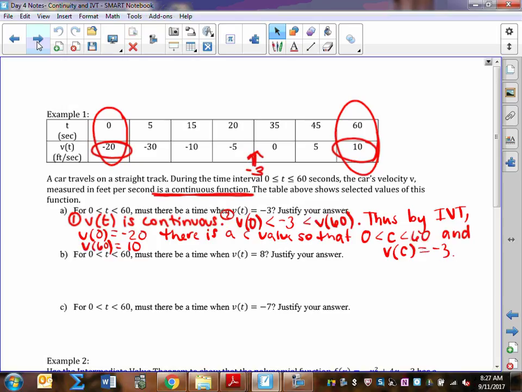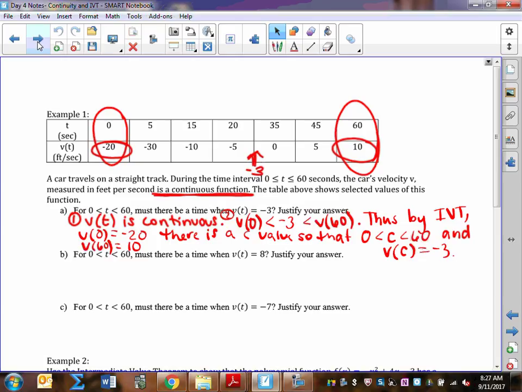And it asked, does there have to be a time in which the velocity is -3? We see that it goes from -20 to 10, so it has to cross -3 somewhere within there. So there must be some time within this interval, 0 to 60 seconds, in which that occurs. Now we can narrow down this window, because from 20 to 35 seconds, it changes from -5 to 0, so it must cross -3 there. So we could even narrow down the window and say that there must exist a time between 20 and 35. But since they asked for between 0 and 60, we just stuck with that.